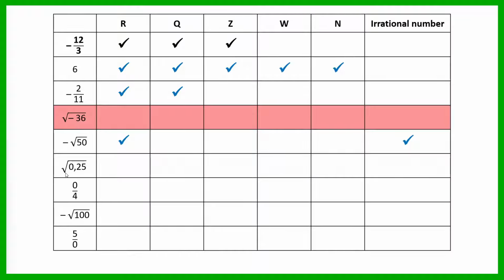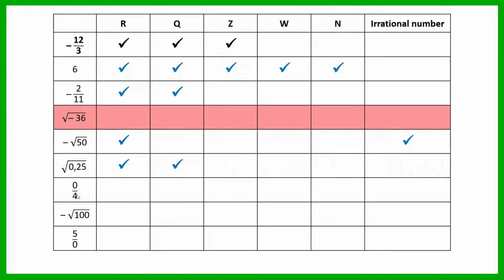Then the next one, the square root of 0.25. Now 0.25 is not one of your traditional perfect squares, but you can take the square root of 0.25 and get something that is going to work, because remember 25 is a perfect square, okay? So the square root of 0.25 is going to be 0.5. So that is a real number, and it is a rational number. It is not an irrational number, because 0.5 can be written as 1 over 2, which is a rational number. It's in the form a over b.